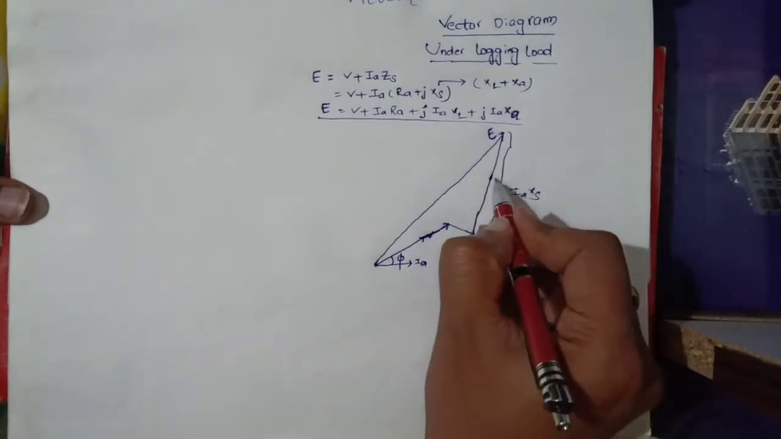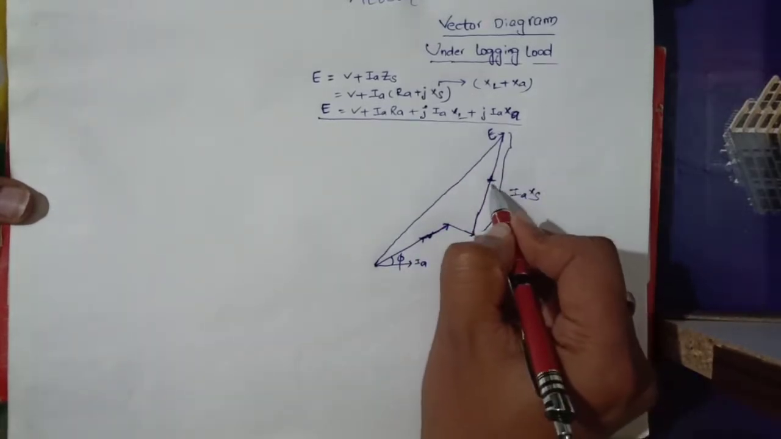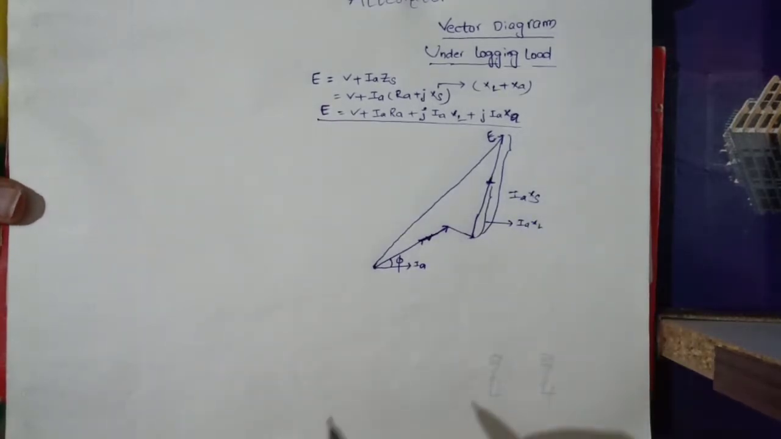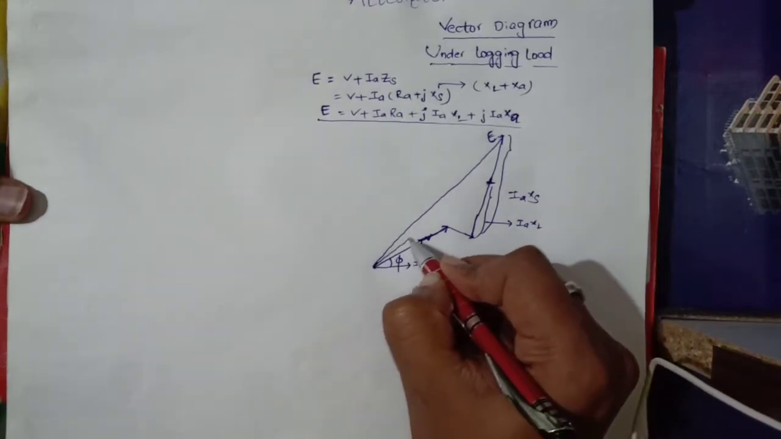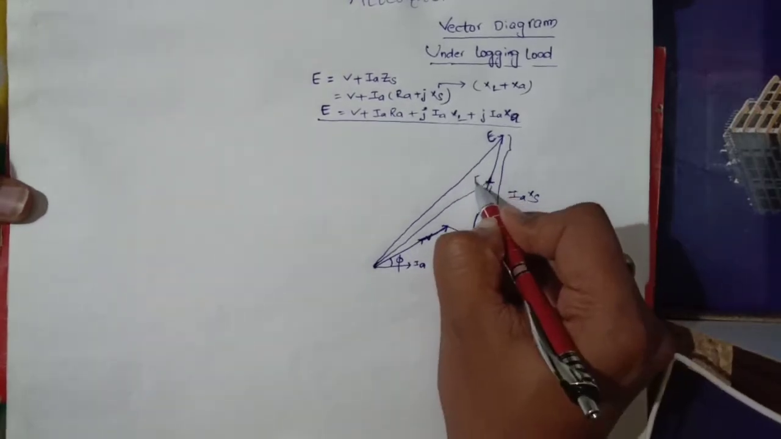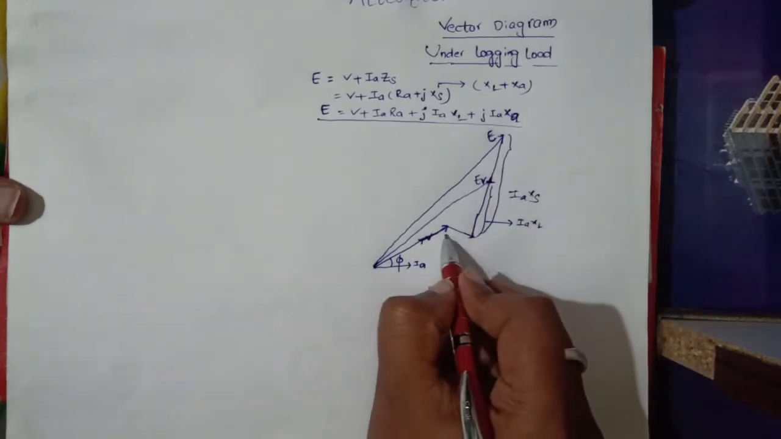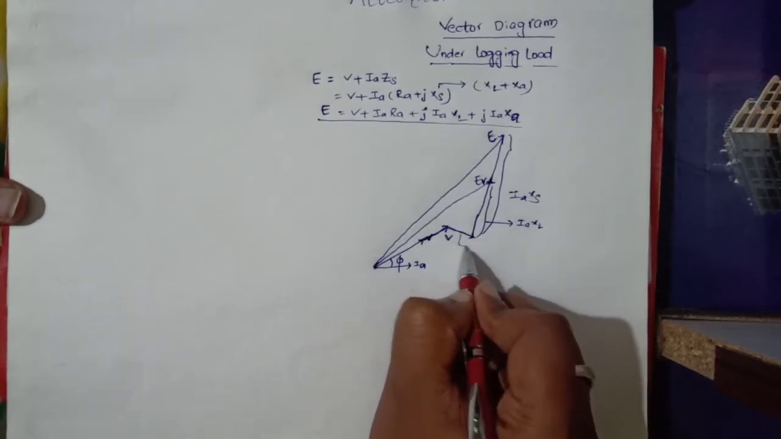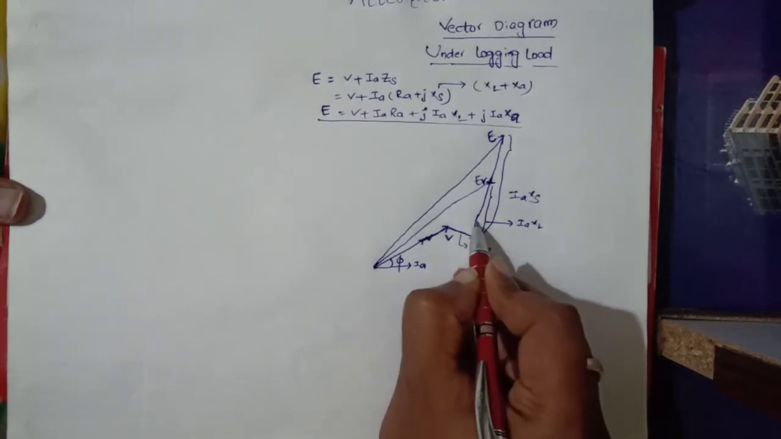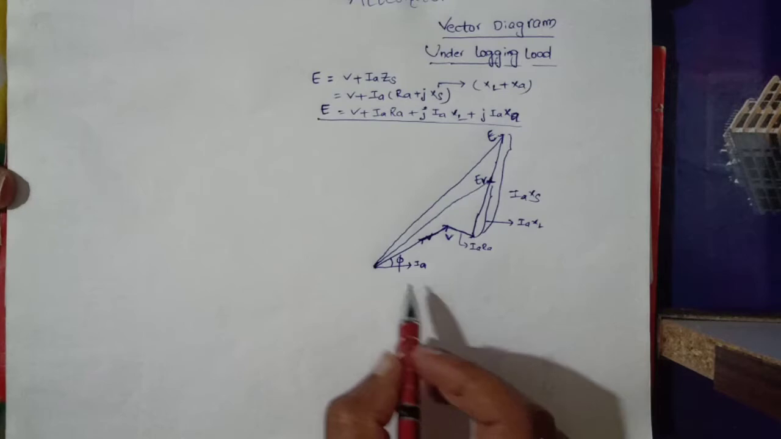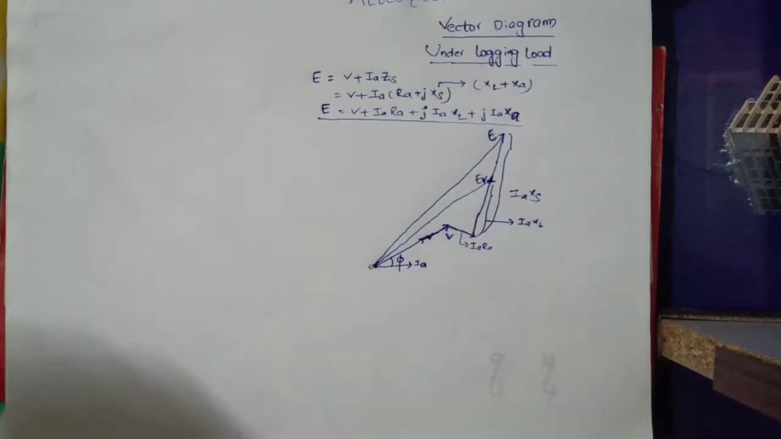And up to this is IAXL, the leakage reactance. If I join these two, this will be our air gap voltage. This is ER. I got E, this is V, this is IARA, IAXL, IAXA, and the whole thing is IAXS. So I have drawn the diagram now.